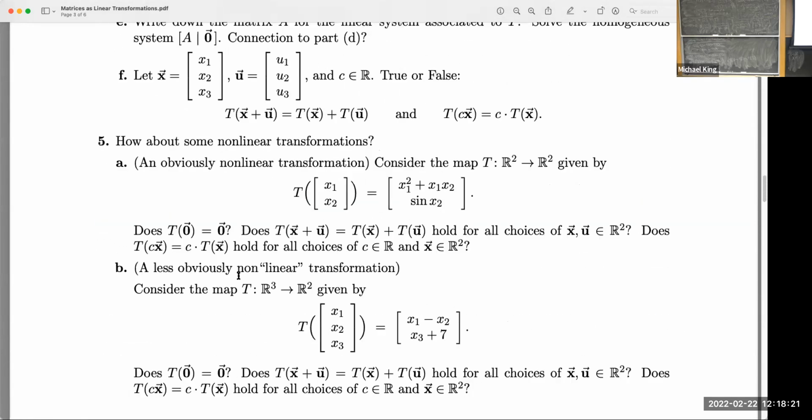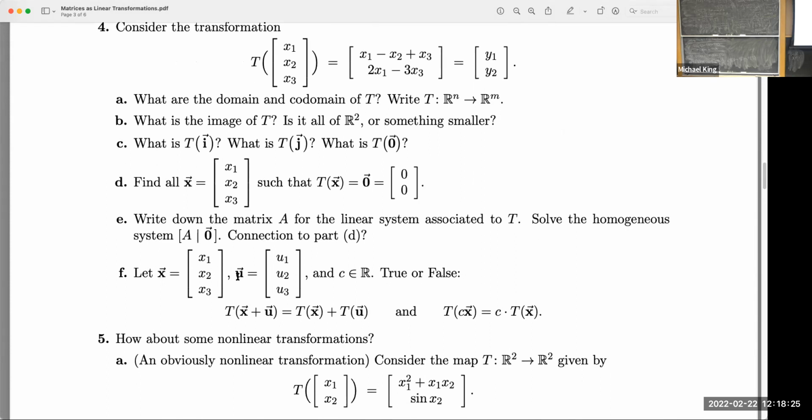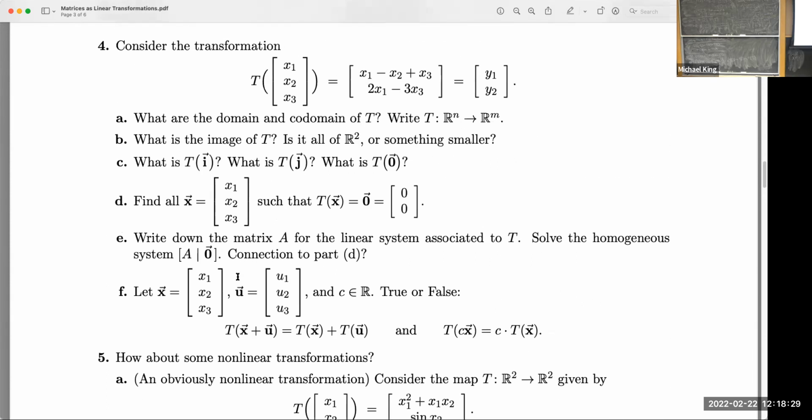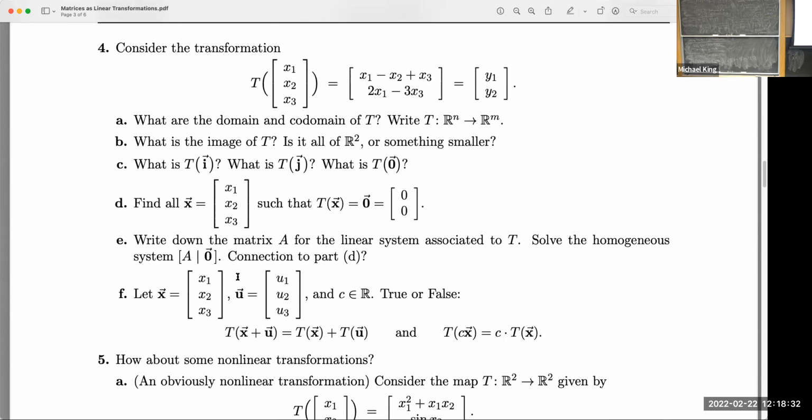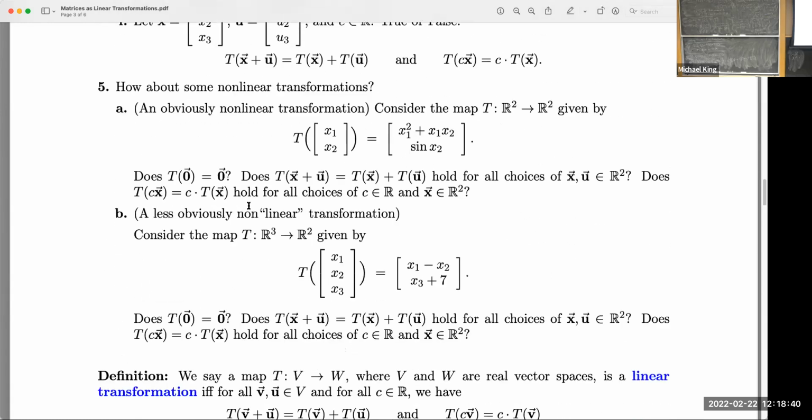So what I was thinking we might do is, do you guys want to do number 4 in groups or do you just want to skip it? Something similar to what we just did. Maybe we'll skip it. I think it's interesting to see how things fail to be linear. Oh, sorry, one last thing I wanted to say.